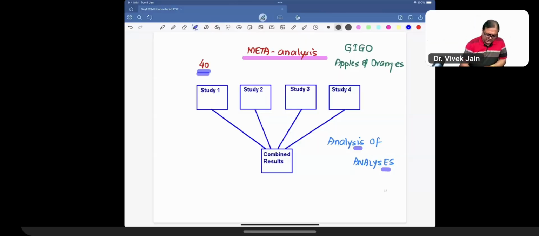Okay. Then the third problem is publication bias. Can anyone tell me the other name of publication bias? If some study has never been published, how will you include its results? Some study was not completed. Yes, good. That is known as the file drawer effect. Can anyone tell me why it is known as the file drawer effect?